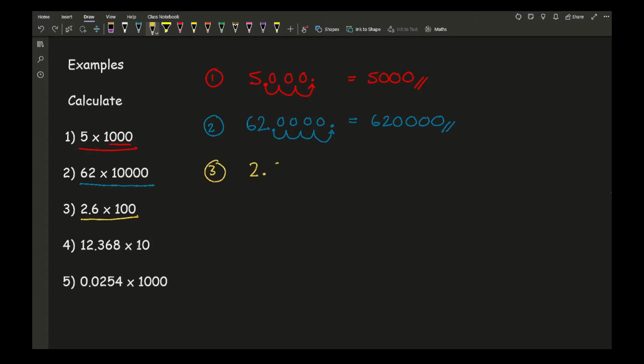So I'm going to write 2.6. And here I'm moving it to the right 2 places because I've got 2 zeros. So here's my decimal point. So that's 1, 2. So my decimal point is now going to go here, giving me a final answer of 260.